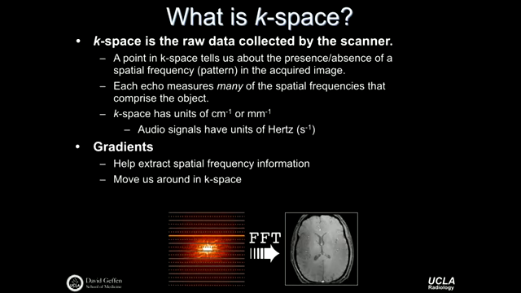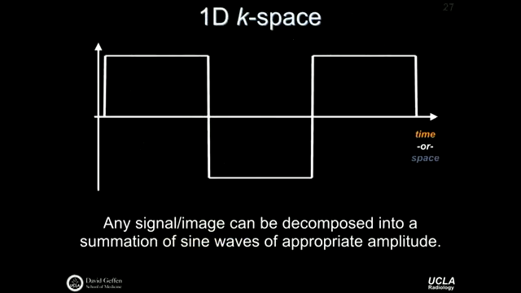And of course, the gradients are what help us extract the spatial frequency information and move us around k-space. And importantly, a single line of k-space is filled by an echo. There are some nuances to this, but certainly for first pass and for this class, it's a good thing to keep in mind.